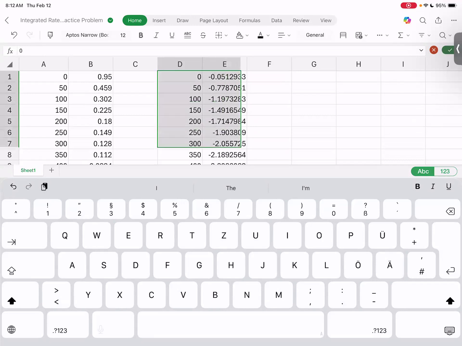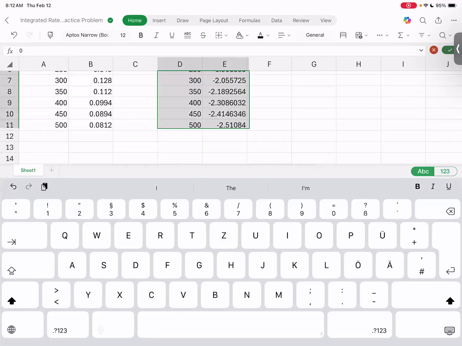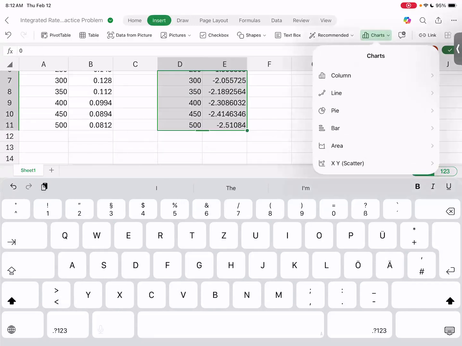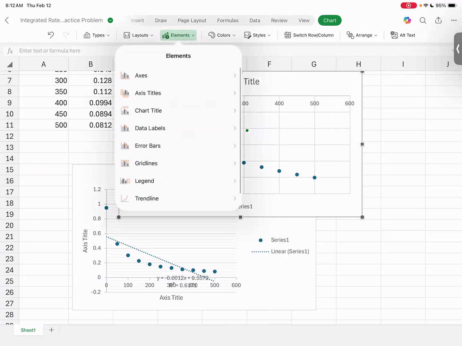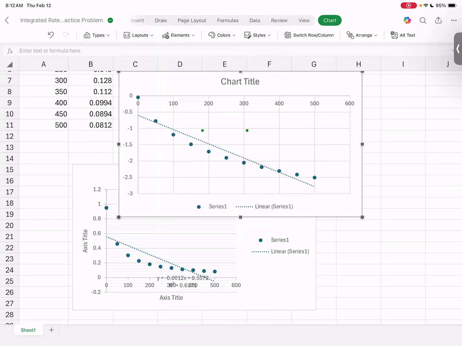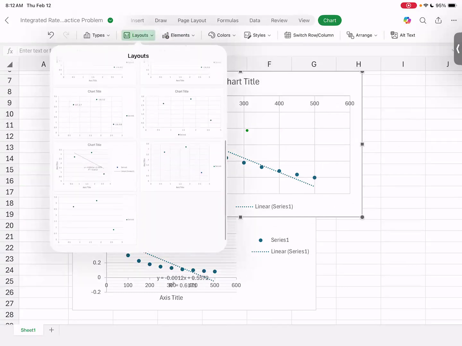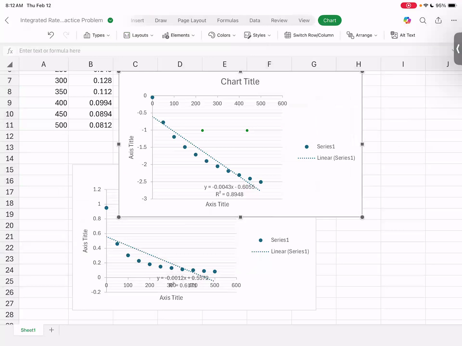And yes, it does take time. So insert, chart, scatter. We're going to add a trend line, and we're going to make sure we have our equation. And this time our R squared is 0.8948, so it is better.